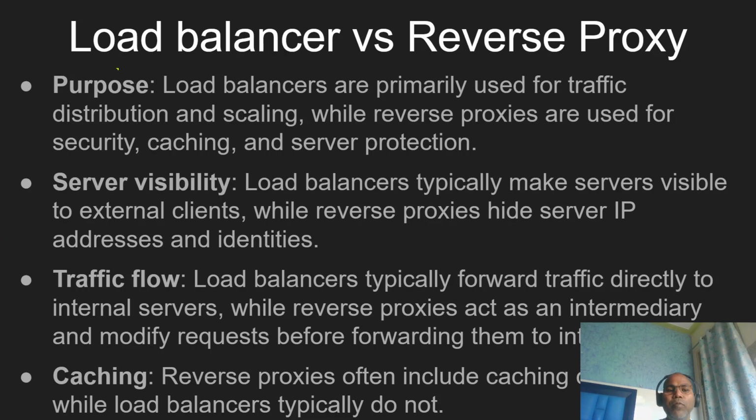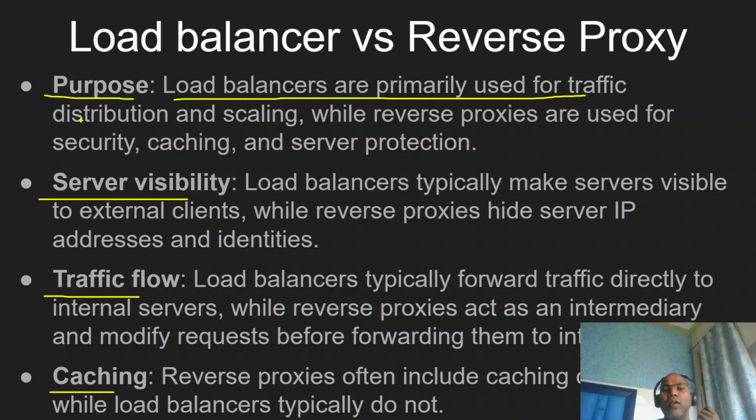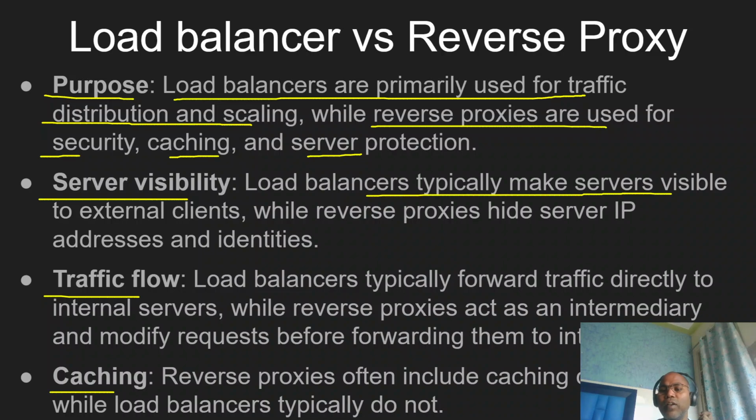So here we have to be clear about the purpose, server visibility, traffic flow, and caching. Then you have to decide: a load balancer is primarily used to distribute traffic and scale, while a reverse proxy is used for security, caching, and server protection. A load balancer is typically used to make the server visible to the external client, while a reverse proxy hides the server address and its identity from the clients.